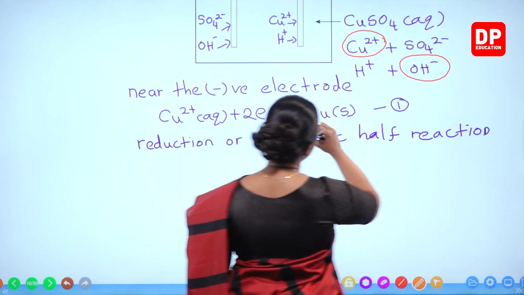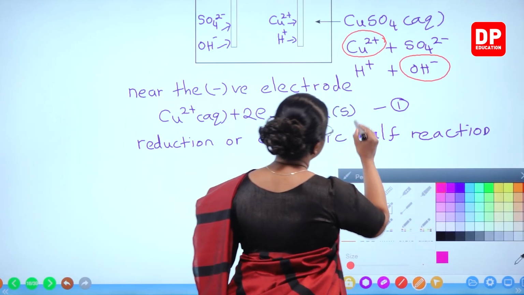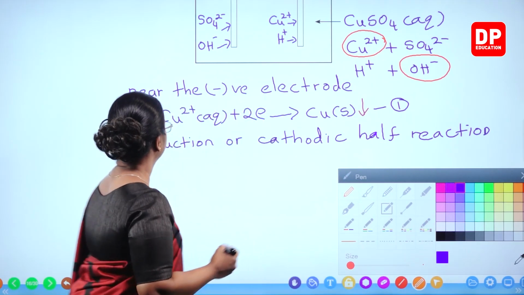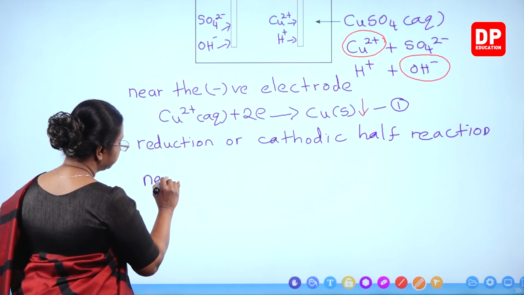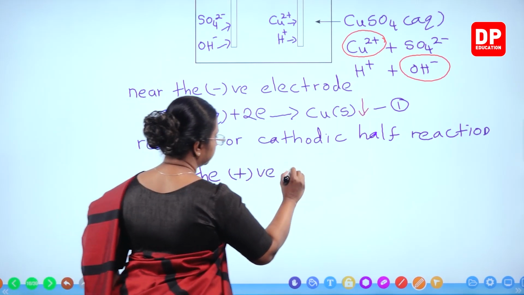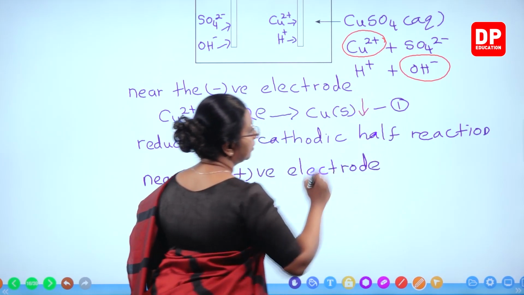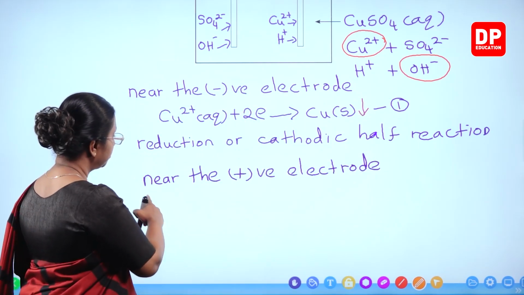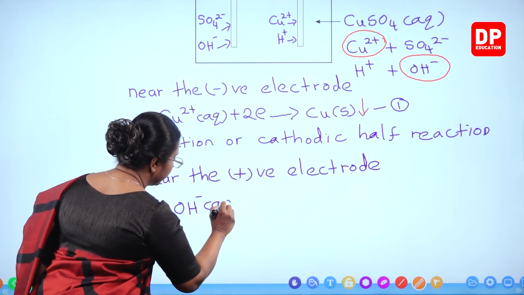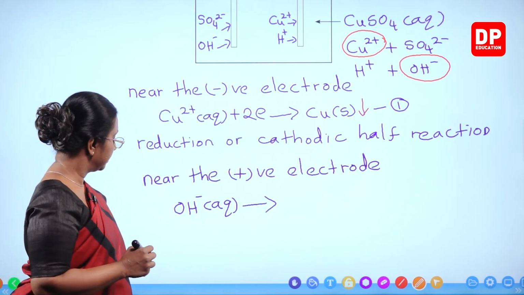So this is the deposit of copper, you can remember. Here, this is the deposit of copper at the cathode. Then, near the positive electrode, what happens there? The OH minus ions migrate towards the positive electrode. Now, when we have OH minus aqueous, you have to remember this equation, students.